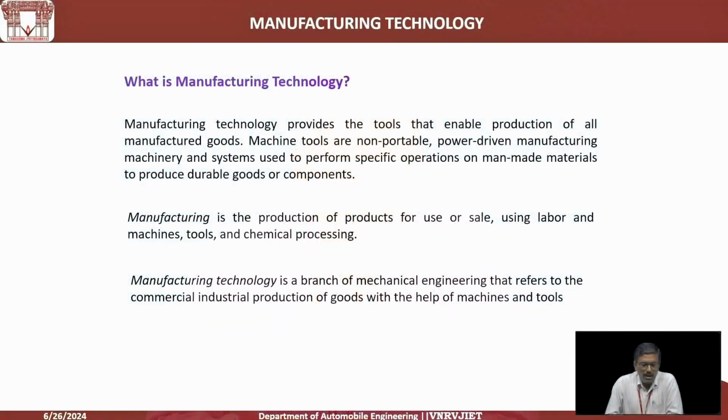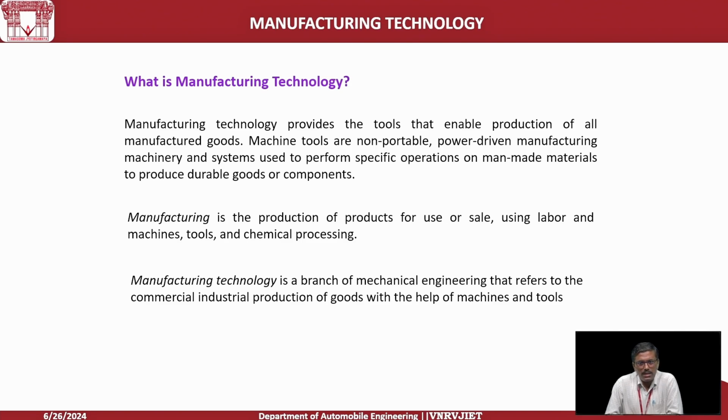There are different definitions available. For example, manufacturing technology provides the tools which enable the production of all manufactured goods by using machine tools, which are non-portable, power-driven manufacturing machinery and systems used to perform specific operations on man-made materials to produce durable goods for the consumers.